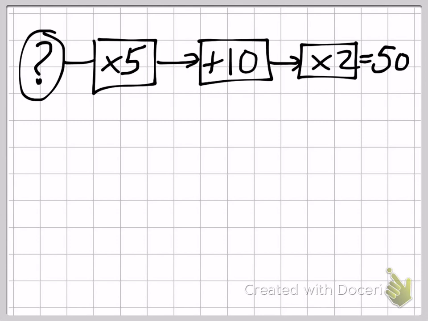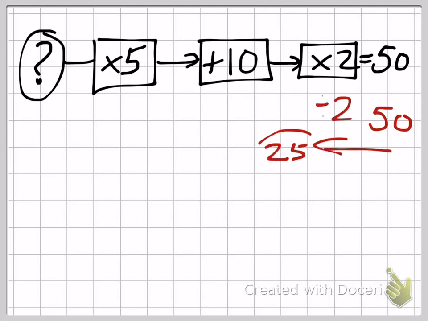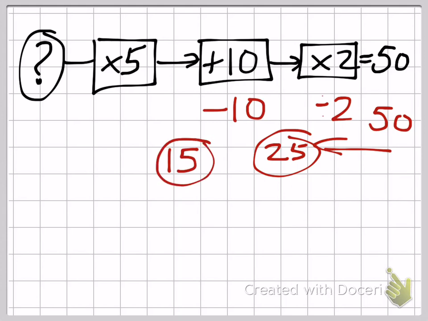This one's slightly more challenging only because there are 3 functions rather than 2. So we need to work backwards from the 50. Okay, here goes. 50, instead of timesing by 2, we're going to divide by 2. And that will give us an answer of 25, simply by halving that number. Instead of adding 10, we'll take 10, and that will give us an answer of 15. Then instead of timesing by 5, let's divide by 5, and we get a starting number of 3.